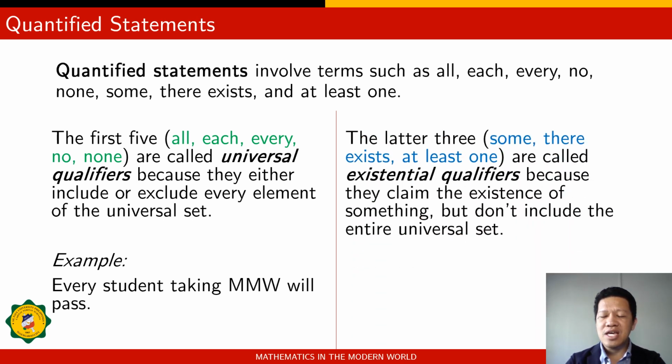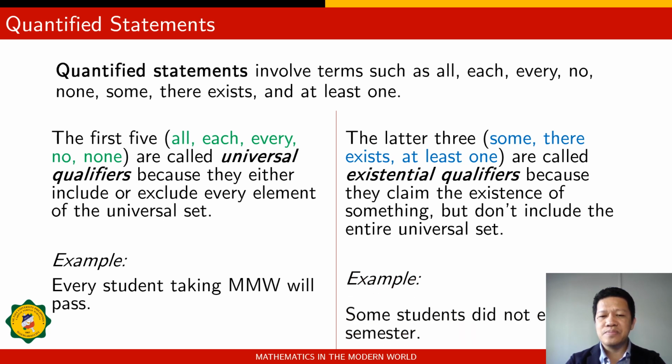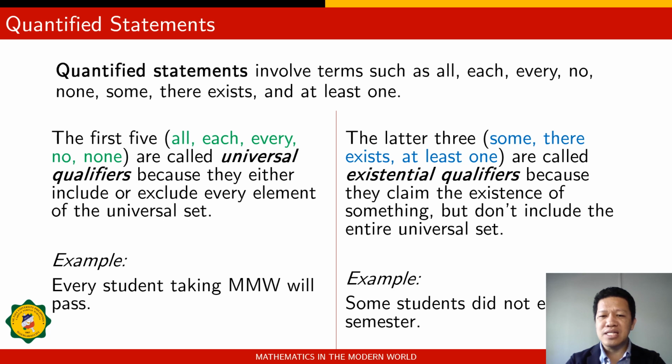The latter three, these are some, there exists, at least one, are called existential quantifiers because they claim the existence of something but don't include the entire universal set. An example is some students did not enroll this semester.